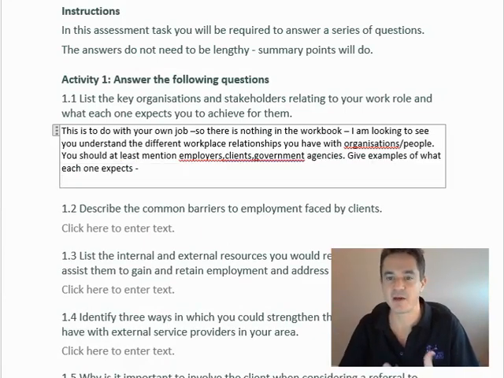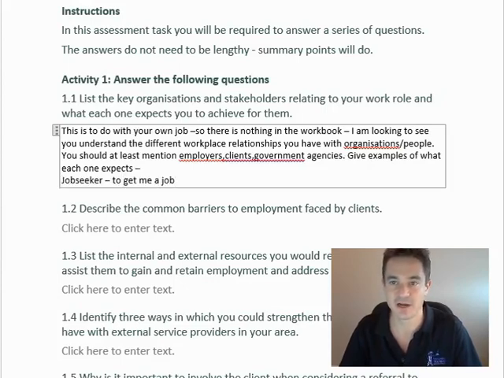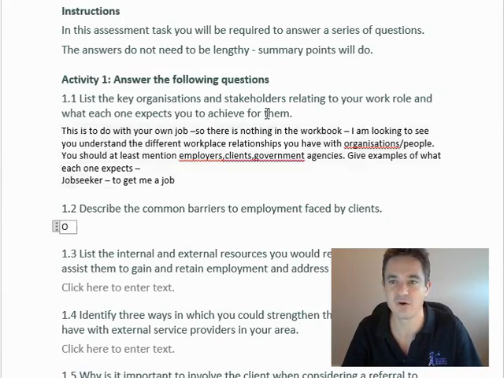There could be external service providers like STEPS or some emergency housing, government agencies like Centrelink and so on, and then give examples of each one, what each one expects from you. So, for example, a job seeker is expecting you to get them a job. The employer is expecting you to provide them with work-ready people, and so on. So at least 3 or 4 different key stakeholders need to be mentioned in that one.